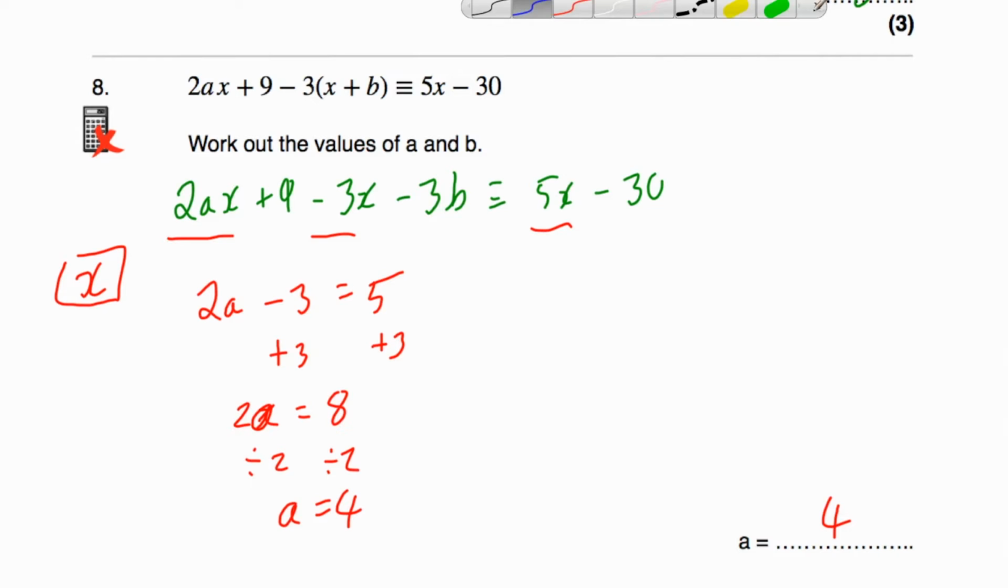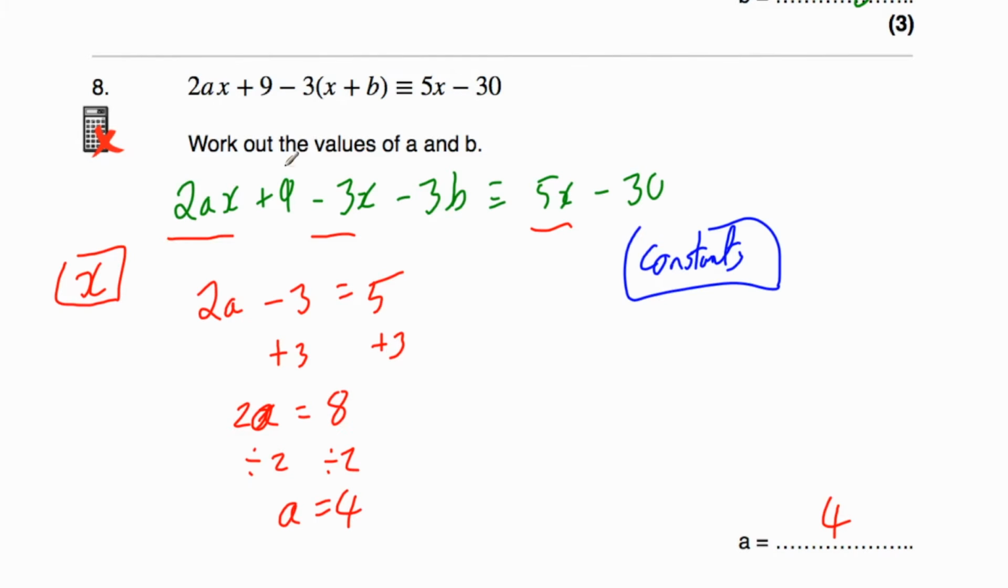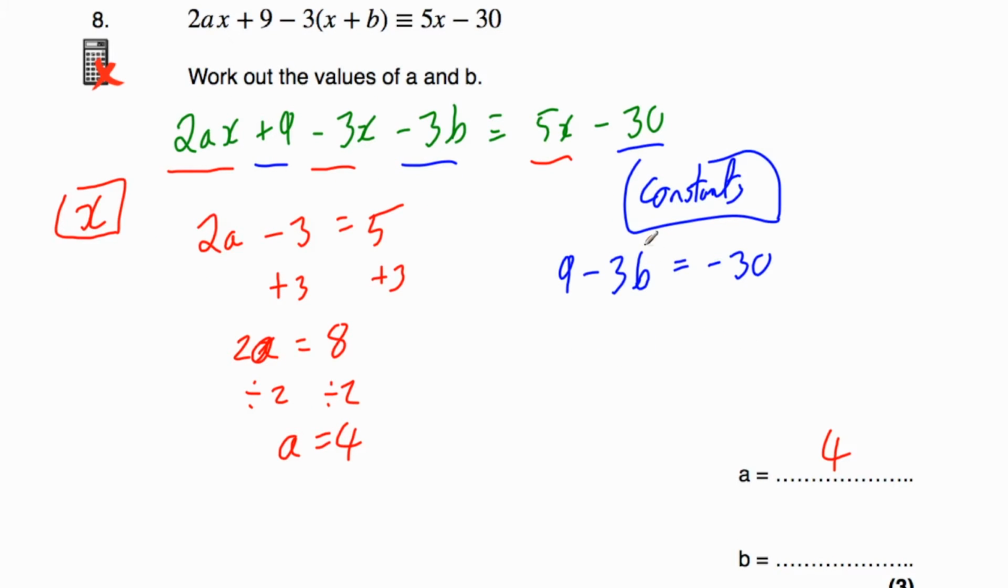Now let's have a look at our constants. So our constants on the left-hand side, 9 and minus 3b, so 9 minus 3b. And on the right-hand side, that's going to be equal to minus 30. So we want to solve this equation, so we want to get the b on its own. So let's take away 9 from both sides of the equation. So we're going to get on the left-hand side minus 3b, and on the right-hand side minus 30, take away 9, go down another 9 would be minus 39.